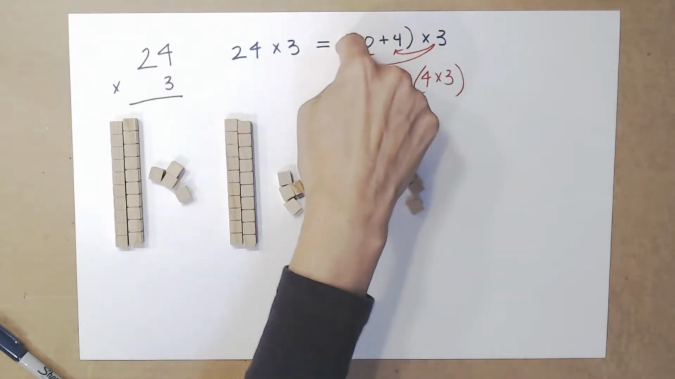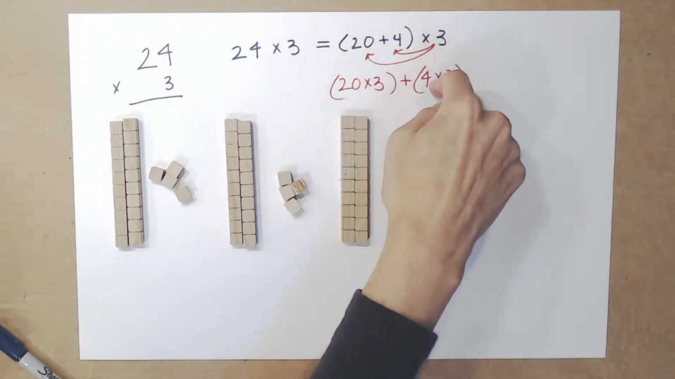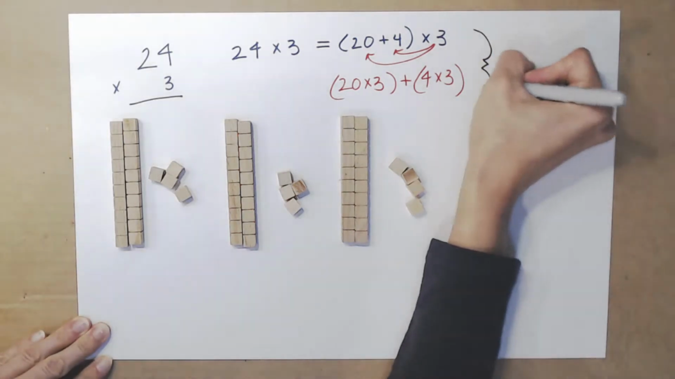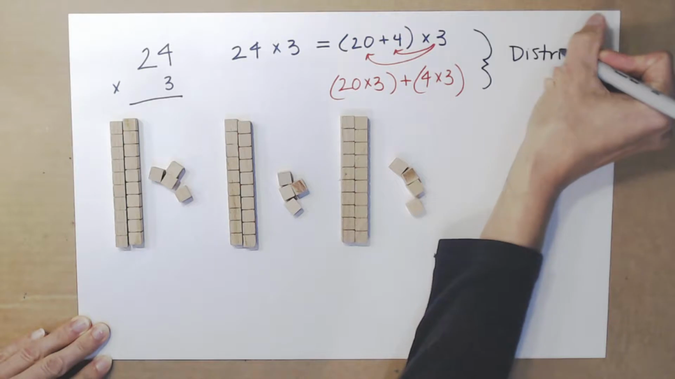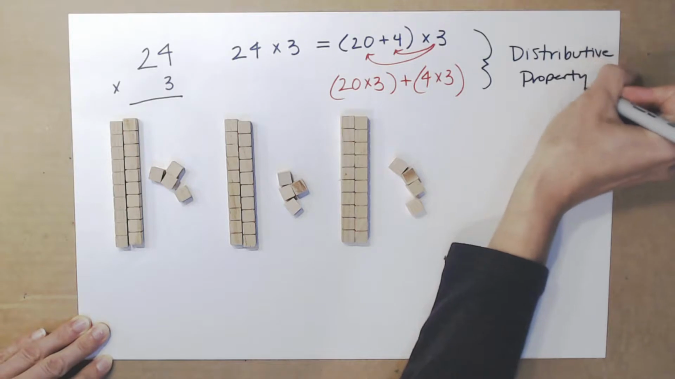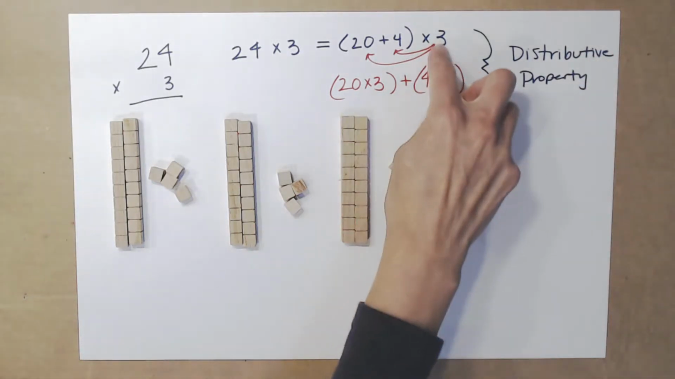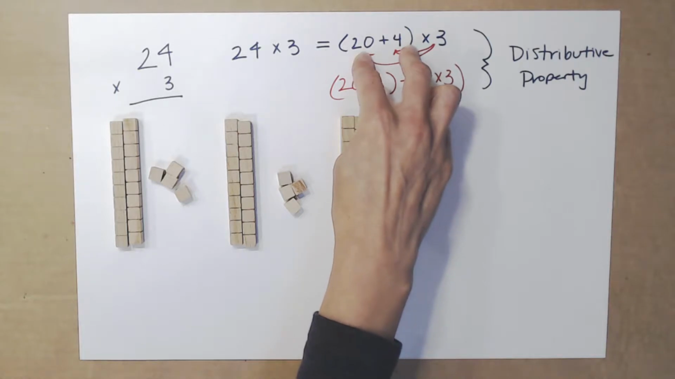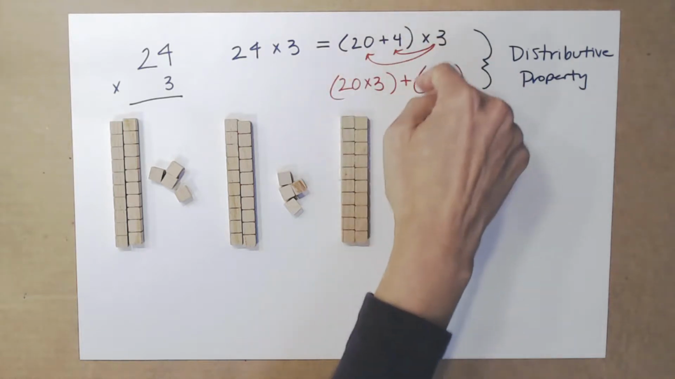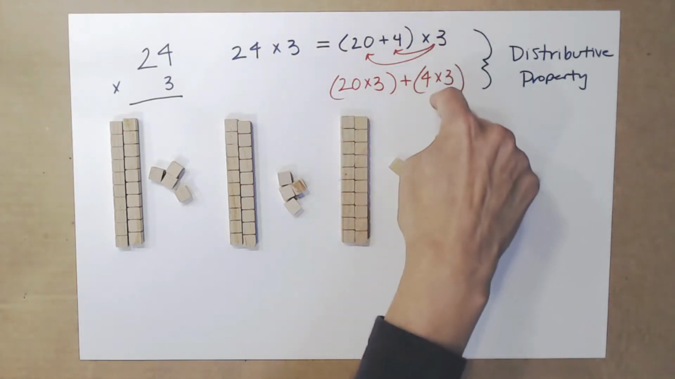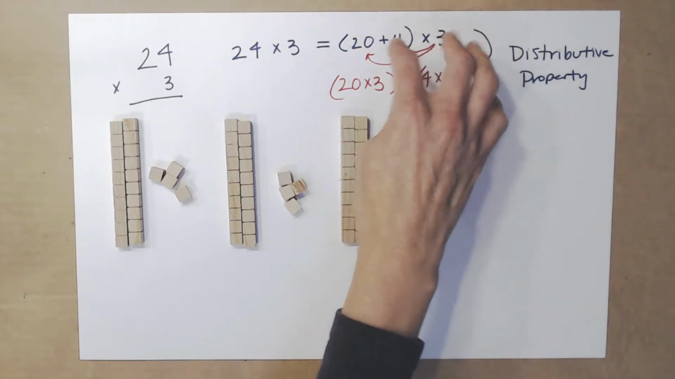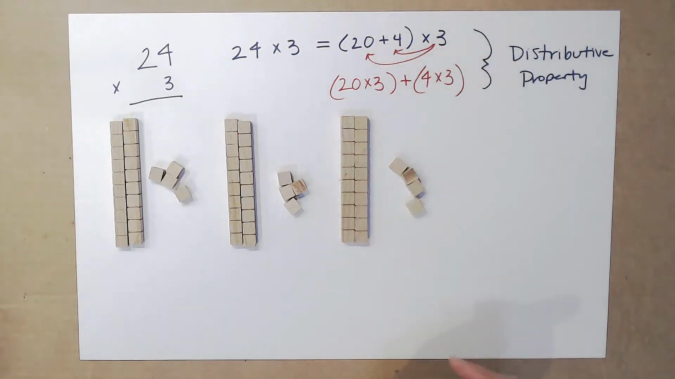Because then we can take the 20 times the 3 and the 4 times the 3. What we're really using here is a property called the distributive property, which says you can take a number times the sum, and that's the same as taking the number times the first addend plus the number times the second addend. So 20 plus 4 times 3 is the same as 20 times 3 plus 4 times 3.